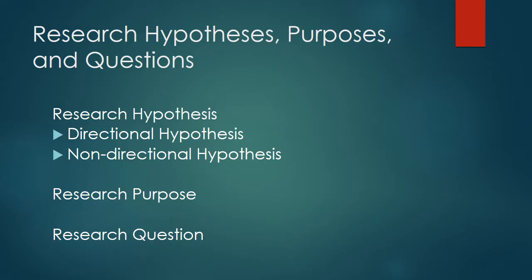Now, a research hypothesis can either be directional, where it predicts which of your groups will have more of the attribute or will rank higher, or it can be non-directional, where you predict that there is a difference between your groups, but not the direction of the difference. Now, we can also have a research purpose, which simply states the purpose of the research. And it starts something like, the purpose of this research is to.